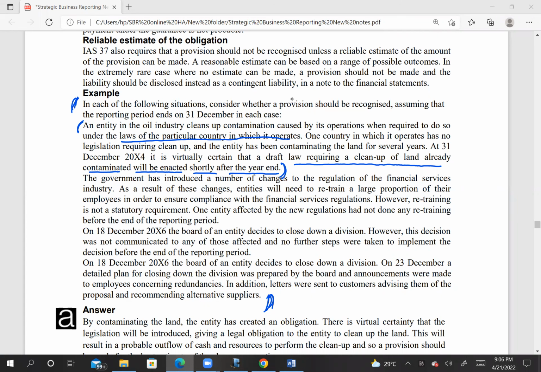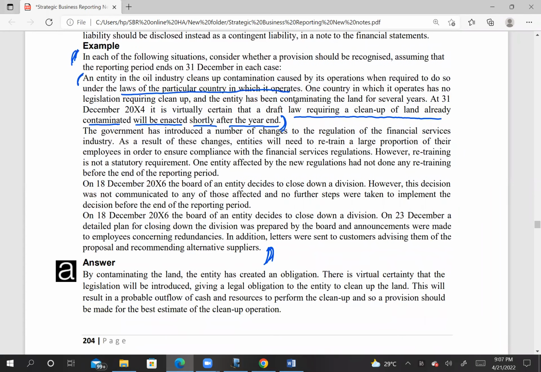So we have a present obligation, there is a past event, and obviously when we clean up the land, there will be an outflow of economic benefit and cost can be measured reliably. So a provision should be recognized in this case. Well done. Now, the second case study.